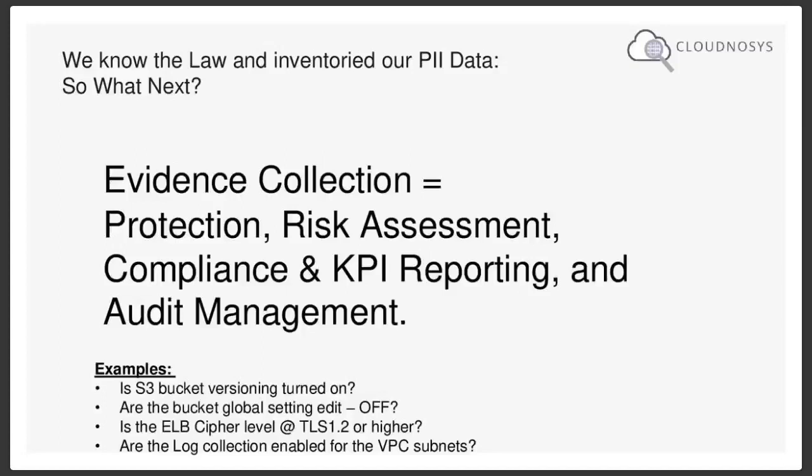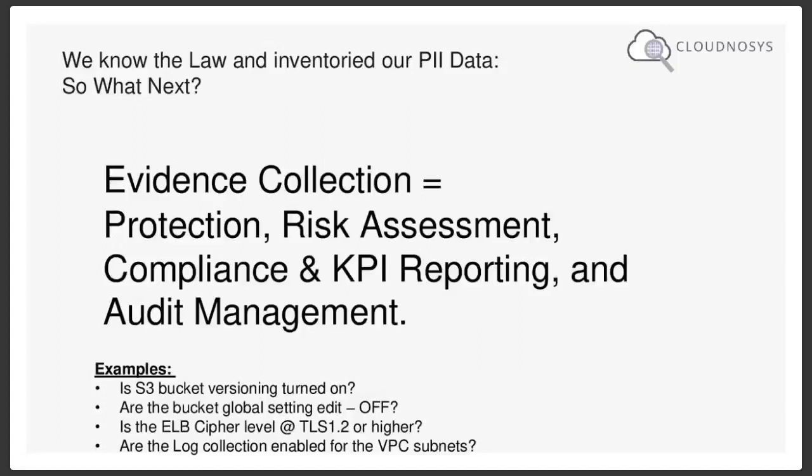Is S3 bucket versioning turned on? That's a test control that you should be running and making sure that the versioning is still on, right? Is the bucket global setting for edit set to off? So you certainly don't want your buckets to have a global setting turned on so anybody can edit your buckets. That's not a good thing. Things like, is your elastic load balancer cipher level at 1.2 or higher?